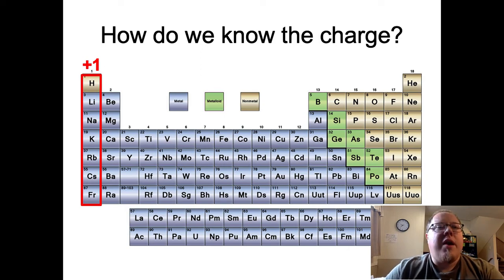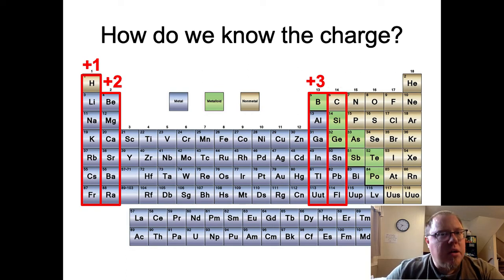The next family, the alkaline earth metals, everything here, they have 2 valence electrons. They're going to lose them, so they're going to form a positive 2. This family here, the boron family, everything here, at least all the metals anyway, they lose 3 valence electrons, 2 S's and a P, by the way, and so they form a positive 3 ion, typically.